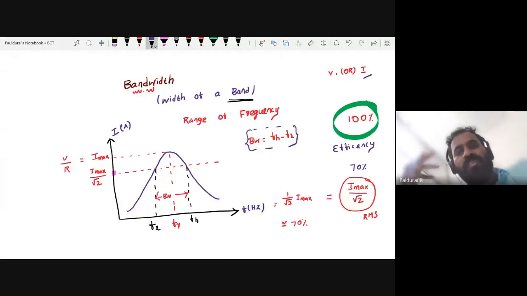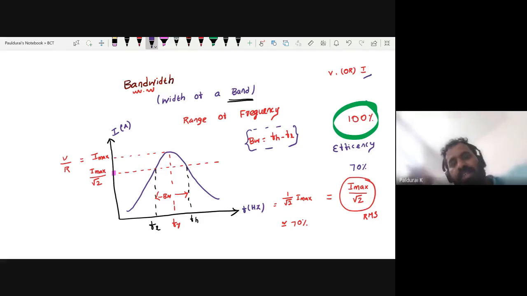So where will you fix the band, or where will you get the band? Either you want to go with voltage or current. Since it is a series circuit, I have gone with a current response, the variation of current with respect to frequency. In that, can you go with the maximum current? No, it is not possible because you want to use 70%. Even if you get the maximum, you must use only 70%. That is the conclusion. So take 70%, I max by square root 2.